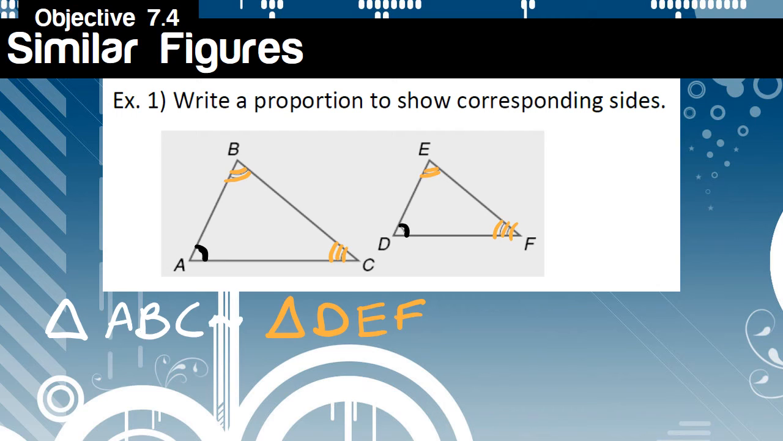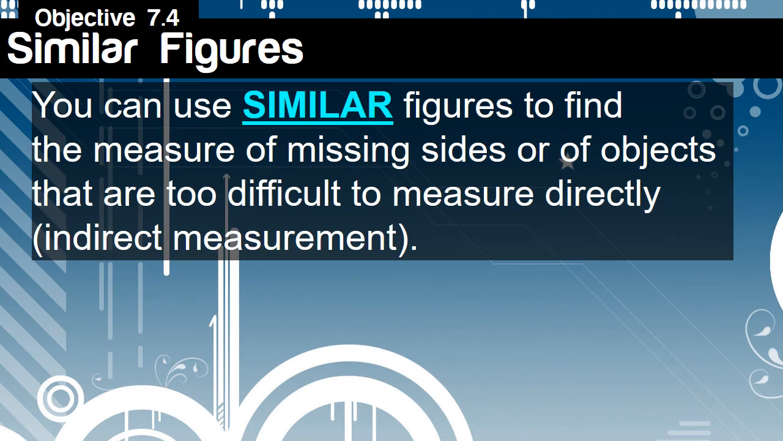Now let's set up our proportions. Side AB is proportional to side DE. Then our second side length, BC, is proportional to EF. And our last proportion is AC is proportional to DF. All we did was write a proportion for the corresponding sides of these two similar triangles. And of course, we can use similar figures to find the measure of the missing sides of objects.